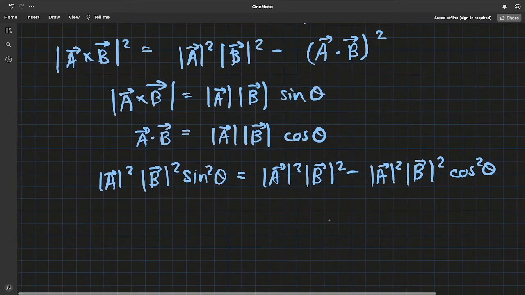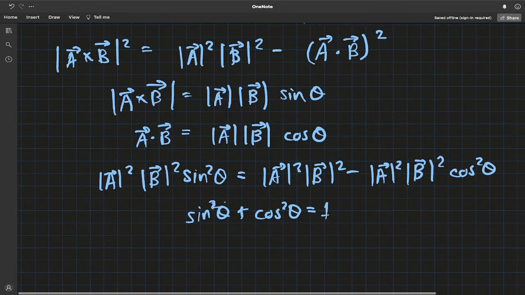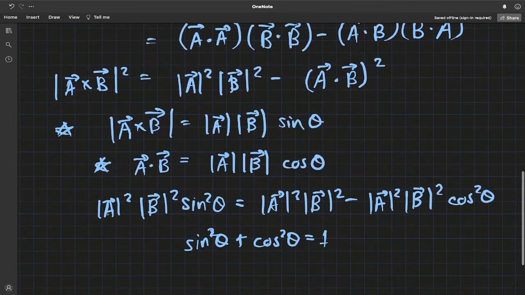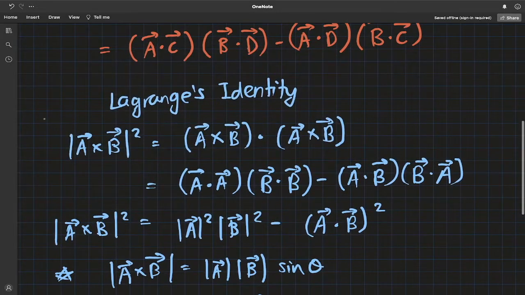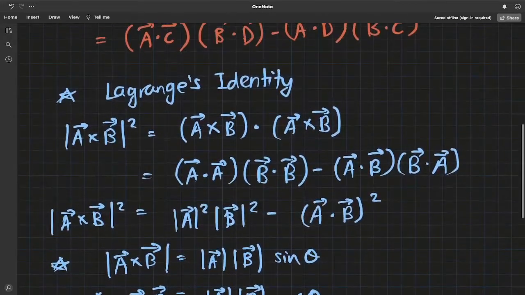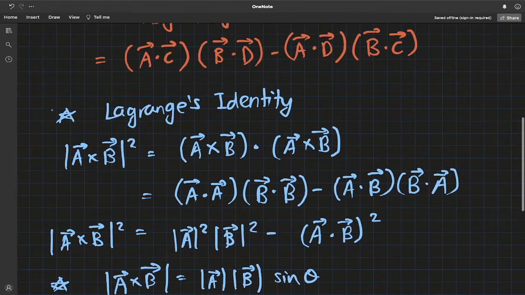And this clearly makes sense because sine squared theta plus cosine squared theta is equal to 1 always. So if you want to make sense of this geometrically in terms of projection of parallelogram segments, even Lagrange's identity makes sense. But I try to do it in a little more general way using the subscript summation convention.